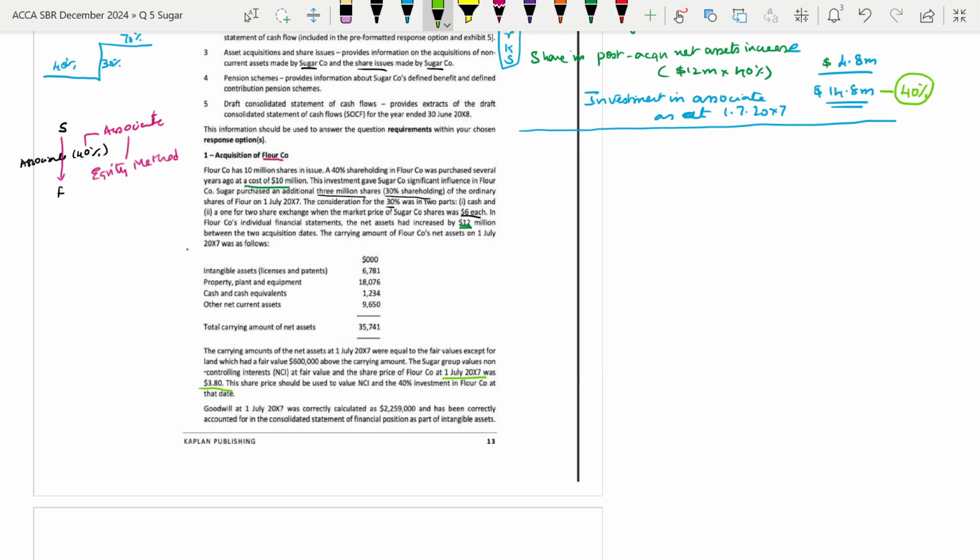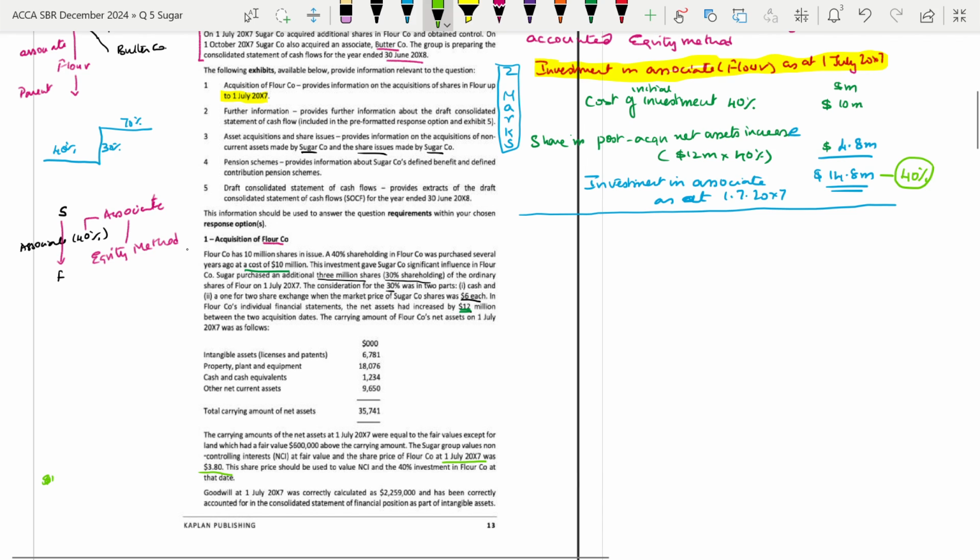How much do they have? 40%. What is the fair value of 40%? How many shares have they purchased? 10 million shares. I will write here only, okay? I will show you here. How many shares are there? 10 million shares. What is the fair value? Fair value is 3.8 into 40%. How much is it? Check.